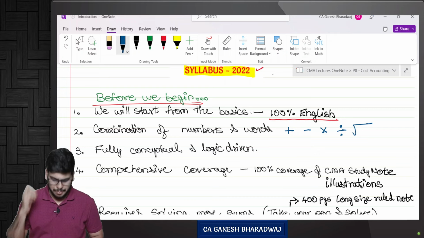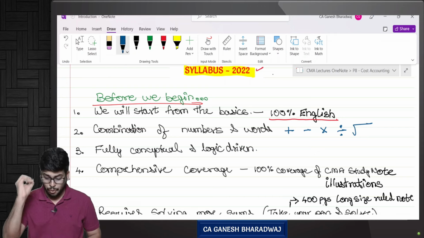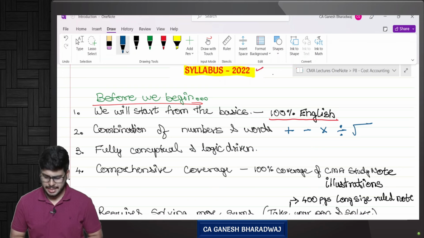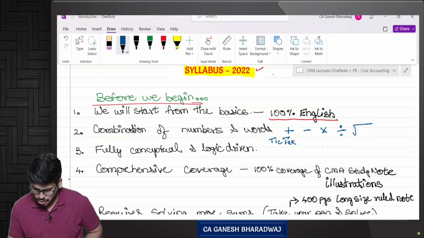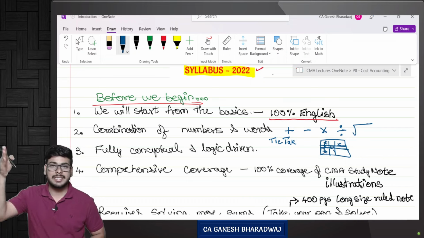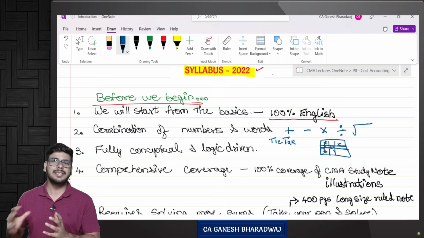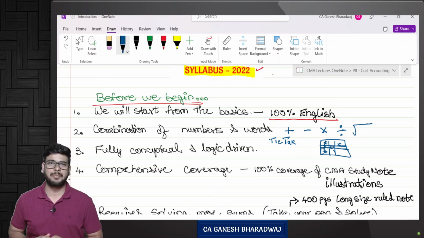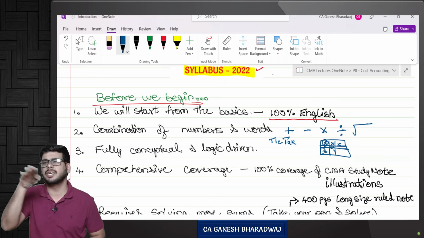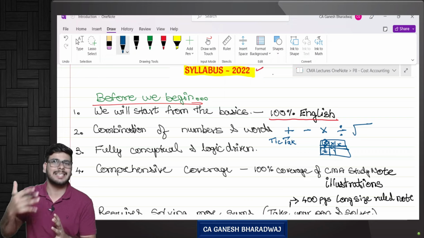Great. And point number 3, this subject, cost accounting, is fully conceptual and logic driven. So what do you mean by that? Let me just take an example. You guys know this game called tic-tac-toe. What we do here is we play X and O, and whoever gets X or O simultaneously in 3 columns is the winner. Correct? Now, in this game, can I come up with a structured approach by saying, if you always start with the left side topmost column and then proceed to the right side column and then come down, you will definitely win? Can I say something of this sort?